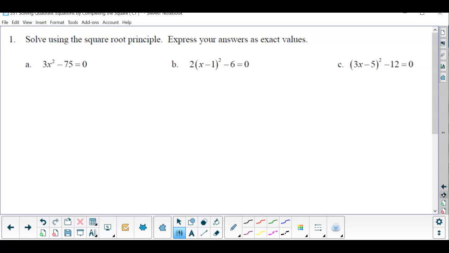That means you're going to take the square root, right? So you want to get the x squared term by itself. So here, you might want to divide by 3 to start, if you see that it's common.